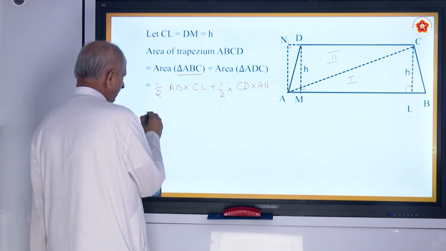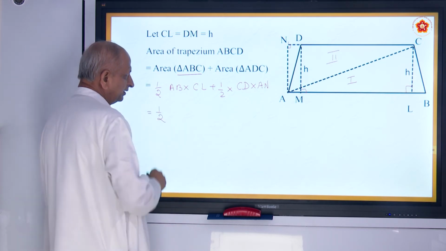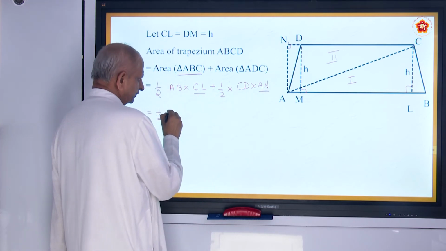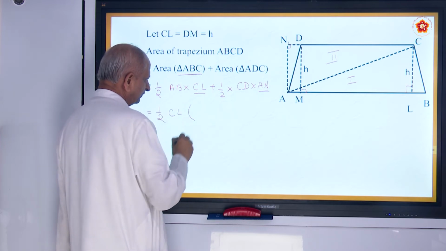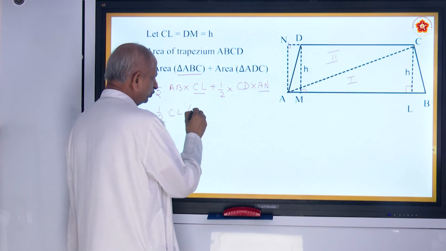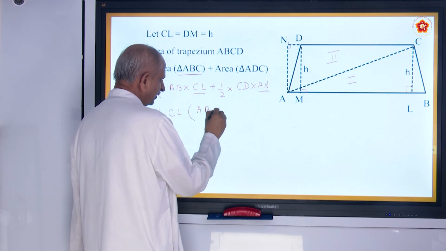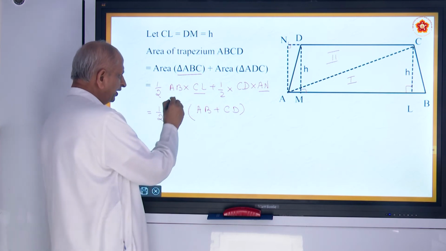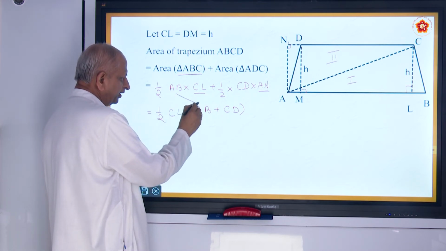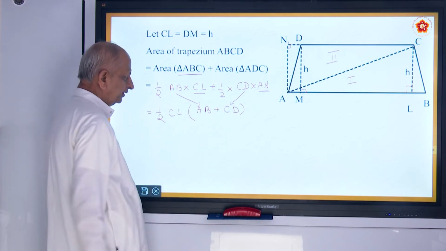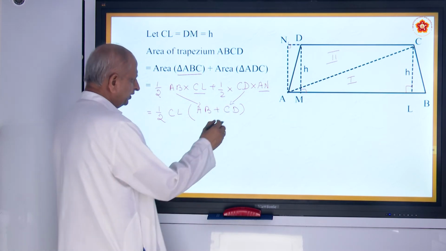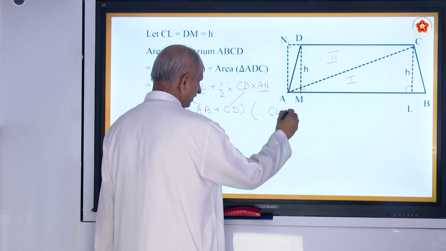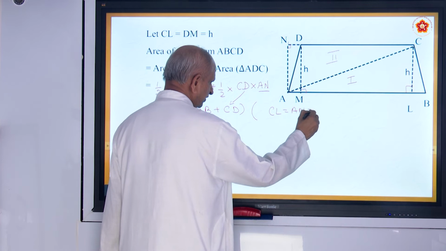Okay. Now in this, which is common? Half is common. And as we know, these two heights are equal. Correct? So we call it as CL. And the two sides, namely AB plus CD. So these are the things we got. So when you take common, these two remain, AB and CD. So here you must write, because CL is equal to AN is equal to H units.